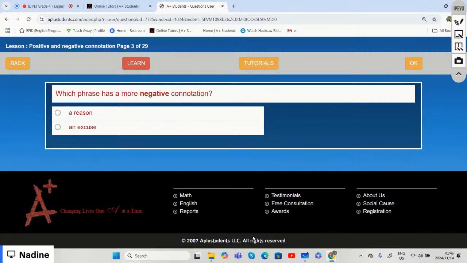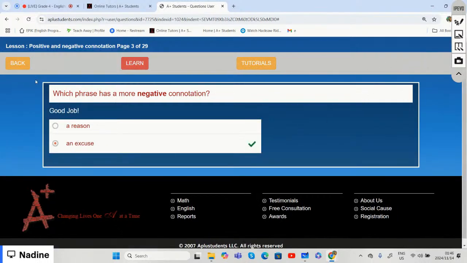All right, let's look at the last one. It says, which phrase has more of a negative connotation? Is it me giving you a reason, option one, or coming up with excuses, option two? All right, and coming up with excuses is more negative than giving a reason.